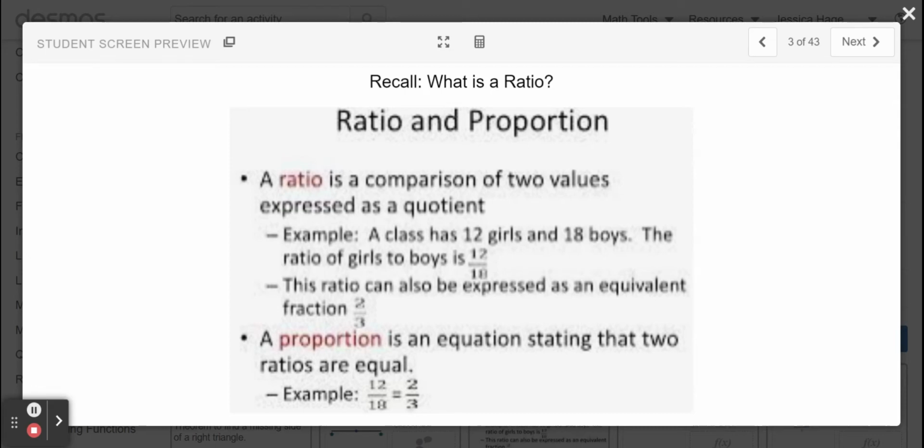The ratio can be expressed as a fraction, so 2/3 would be another way to write that ratio. Now a proportion is comparing those two ratios with an equal sign. We did ratios and proportions in our last chapter, chapter 8 on similarity, where we looked at sides of triangles to decide if those triangles were similar or not. So we are going to use ratios in this next chapter for trigonometry.